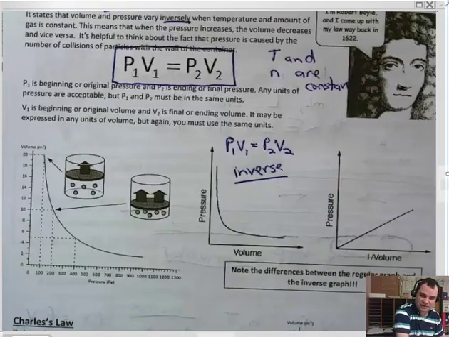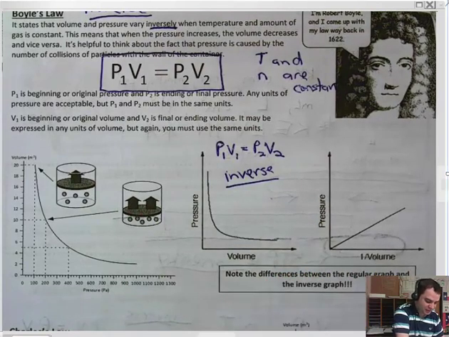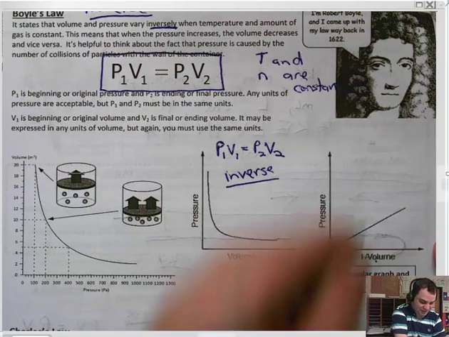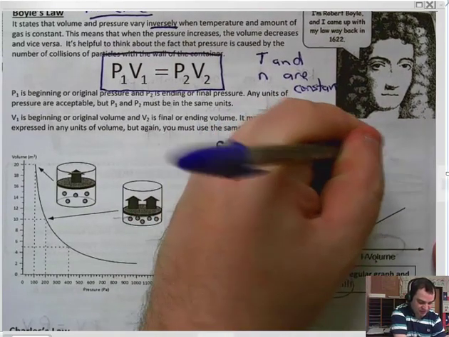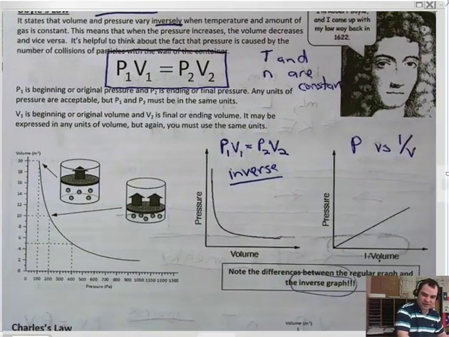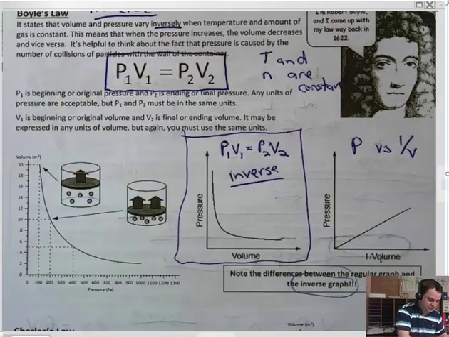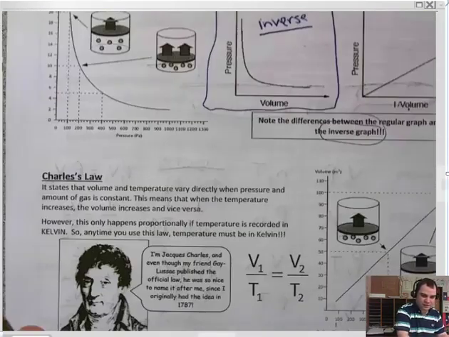Okay? Now on the lab, you're also going to see this graph here. You're going to have to do this one, pressure versus 1 over volume. This is where you inverse the volume, and it becomes linear. So this is pressure versus 1 over V, and then it becomes linear. Big thing here, pressure and volume is an inverse law.